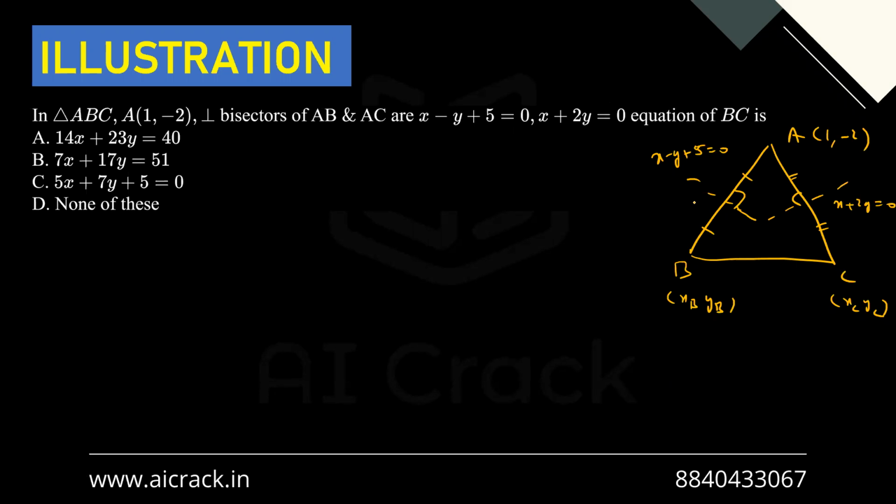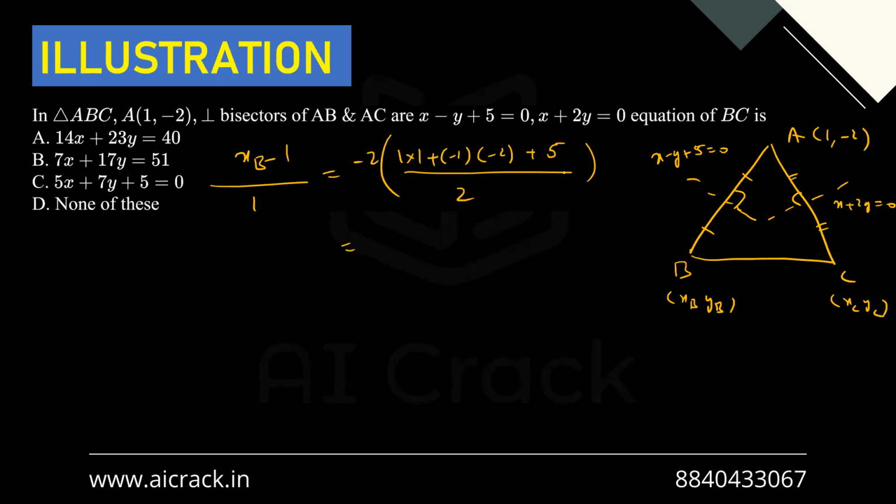So let's try to solve the first part, basically the coordinates of B. So (xb minus x1), which over here is 1, divided by a, which over here is 1, is equal to minus 2 times (a x1, that would be 1 times 1, plus b y1, b is minus 1 over here and y1 is minus 2, plus c, that is 5) divided by a squared plus b squared, which would be 2. So this constant comes out to be 1 plus 2 plus 5, so basically 8, and this 2 gets cancelled out. So we'll be getting minus 8.